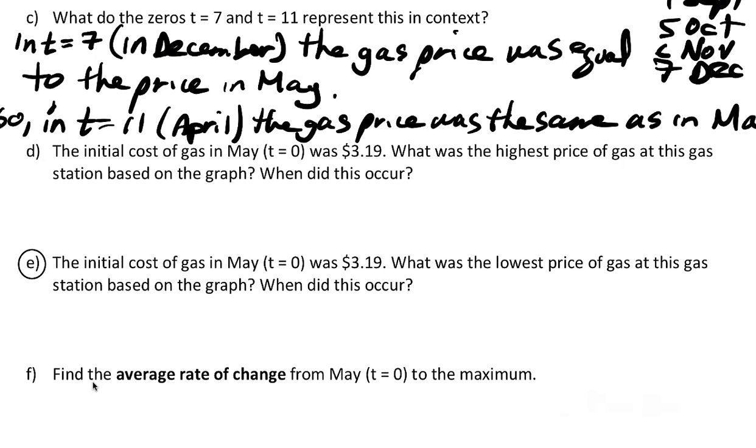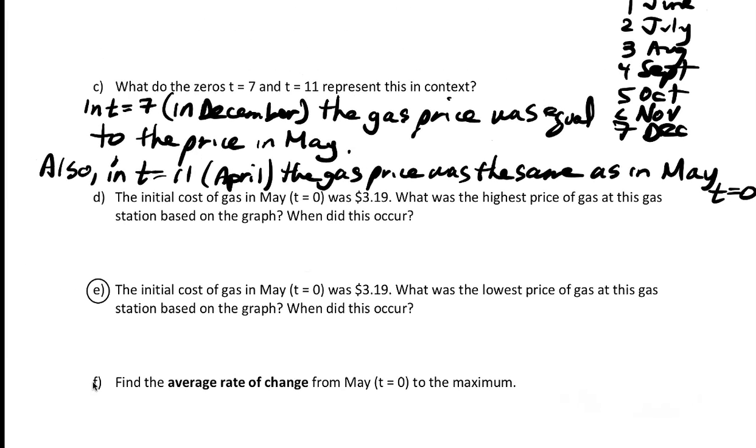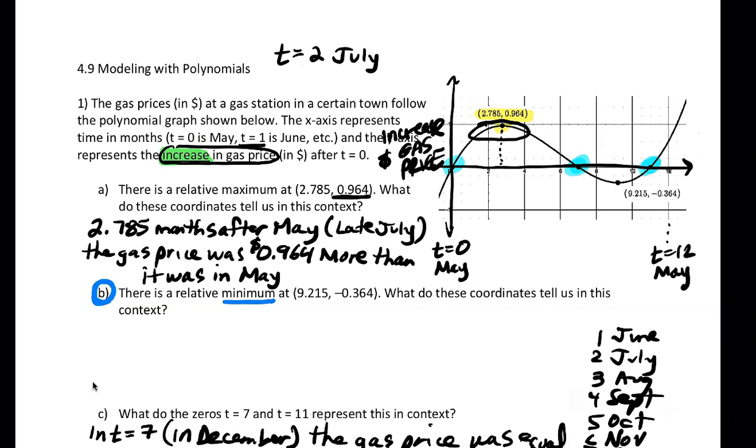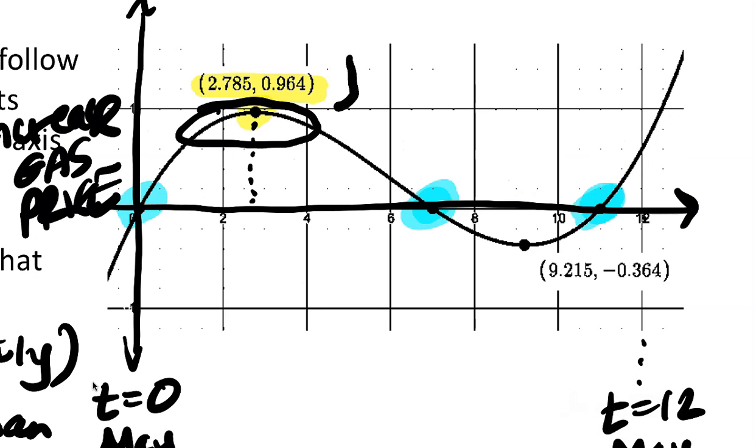So we finally find out what was the actual gas price, not just the increase and decrease, but what was the initial cost of gas. It was $3.19. What was the highest price of gas at this gas station based on this graph, and when did it occur? So if it originally cost $3.19, then based on this graph, the highest price of gas would be at this maximum value, this relative maximum. And specifically, it would be this much of an increase from $3.19.